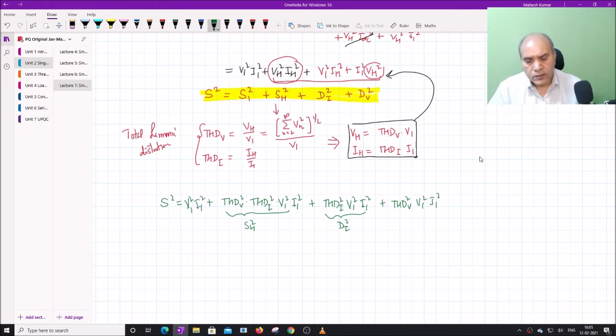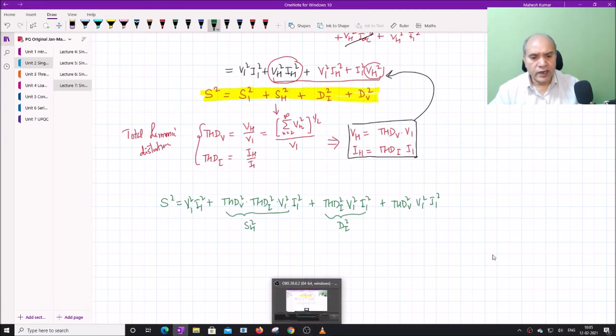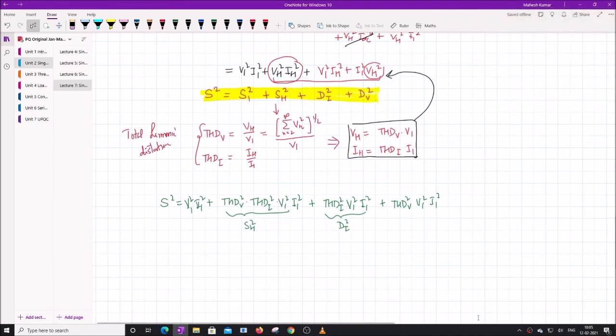What do you see from this? That the V1 square I1 square term is common in all of this. So if I take common V1 square I1 square, what will we get? 1 plus THD_I square, THD_V square, plus THD_V square and THD_I square, the whole thing equal to S square. And this is nothing but S1 square. So this is S1 square, if you want to write this way, into bracket if you want.